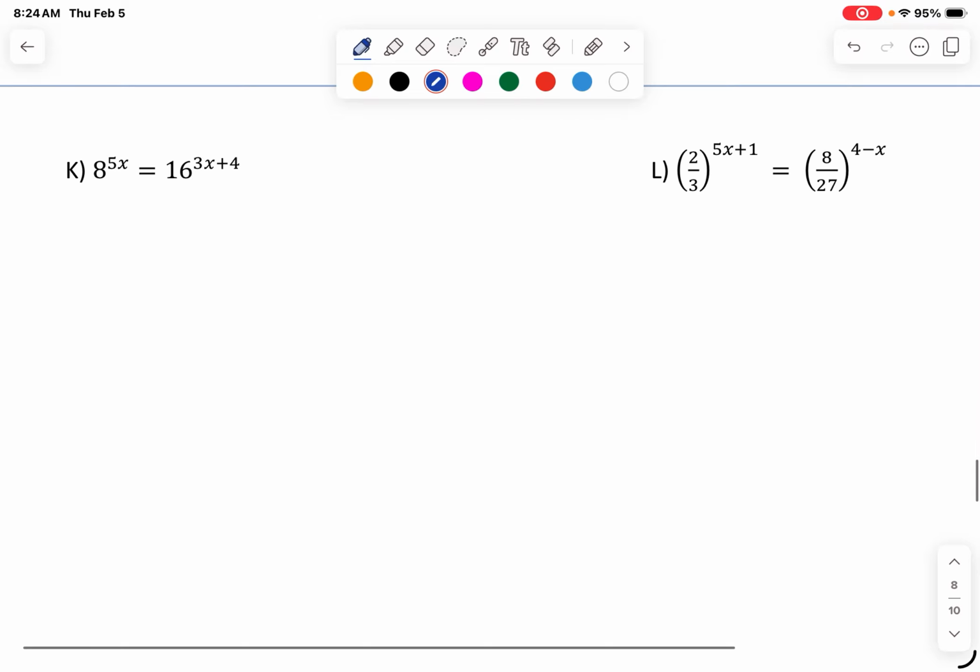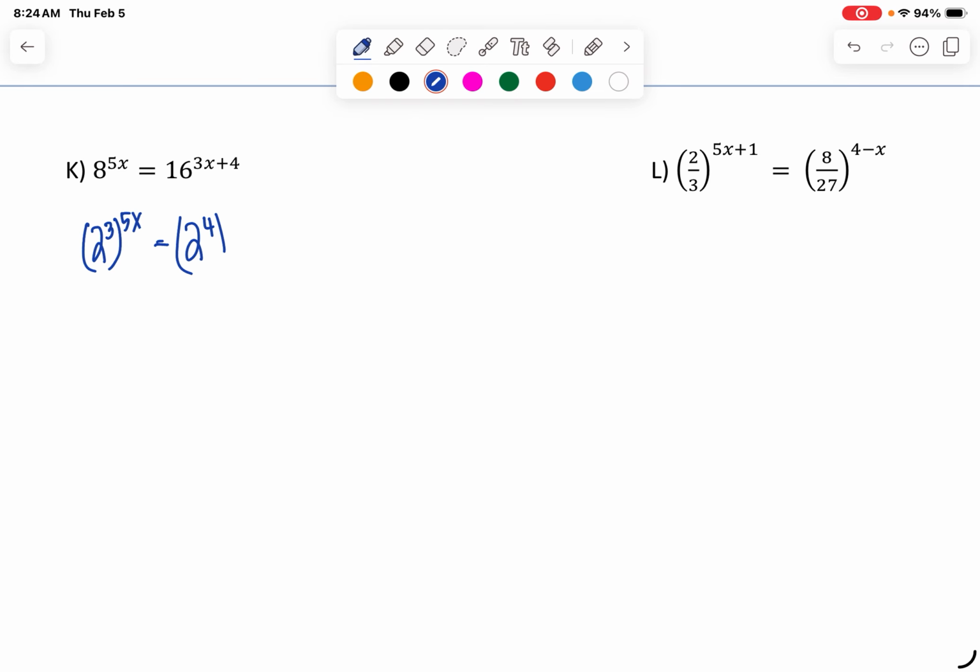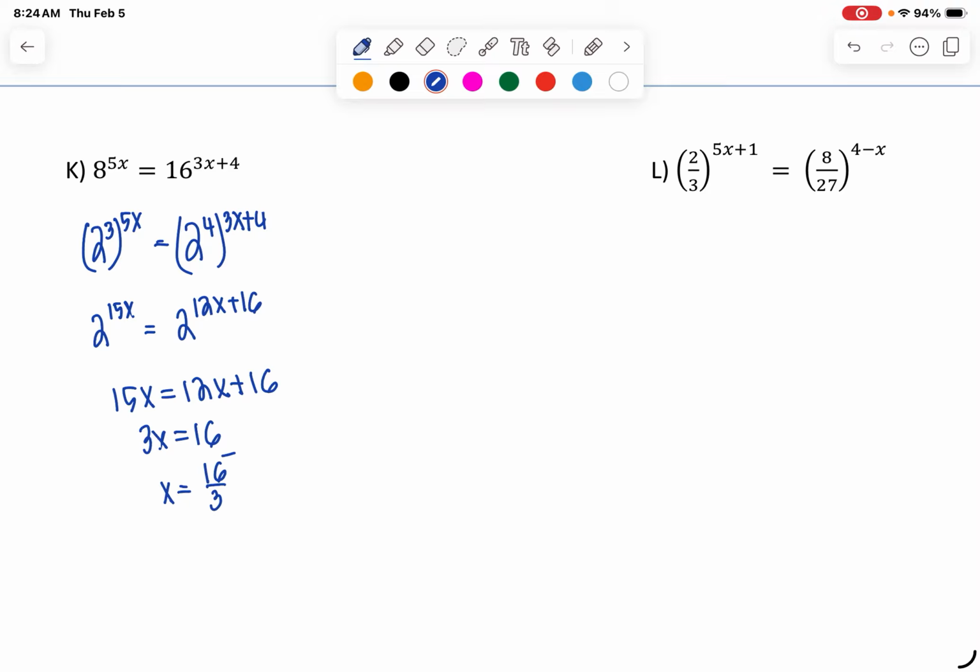Okay, go ahead and pause the video and try those two. Let's see how you did. 8 is 2 cubed. 16 is 2 to the 4th. Power to a power, keep your base, multiply your exponents, 12x plus 16. Set your exponents equal to each other now that the bases are the same. Subtract 12x from both sides, divide by 3, get x equals 16/3.